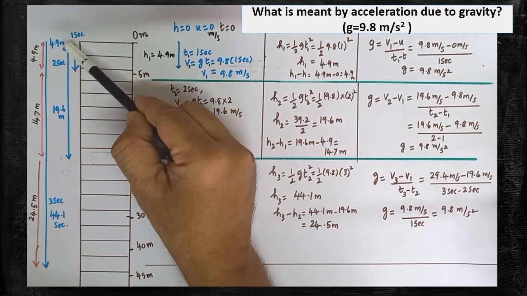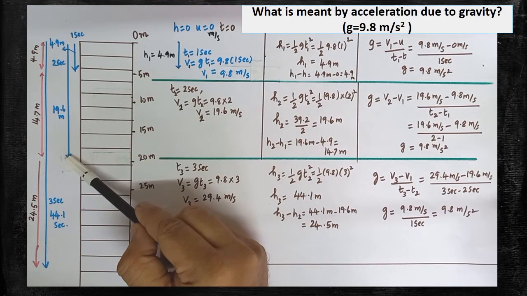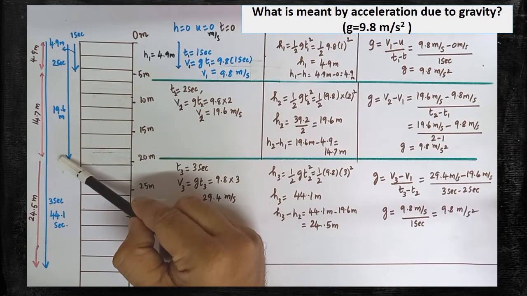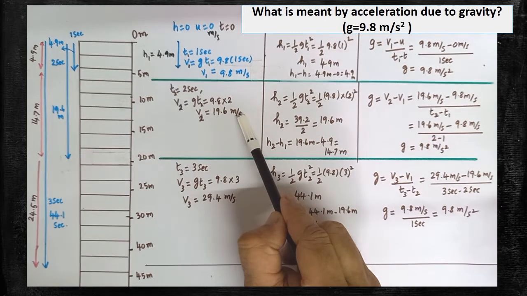The meaning is, when it is dropped, what will happen? After 2 seconds it reaches here. When it is traveling, its velocity will be equal to how much? 19.6 meter per second. Are you clear?